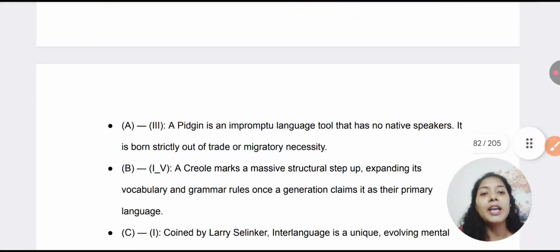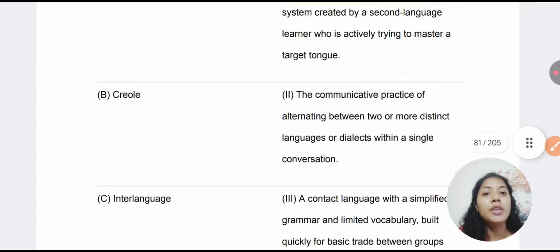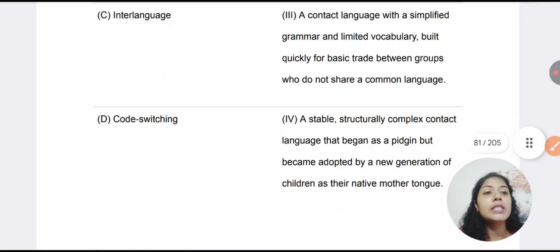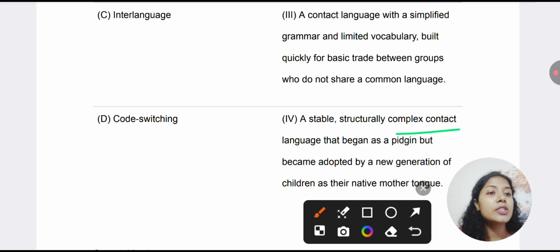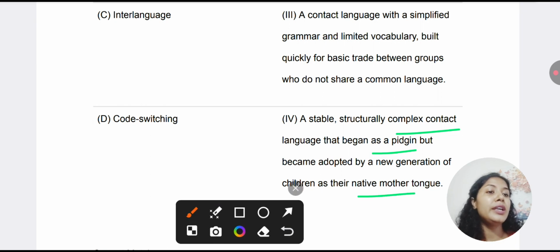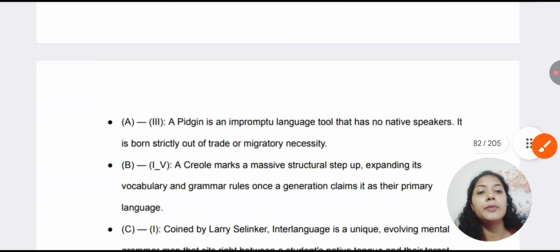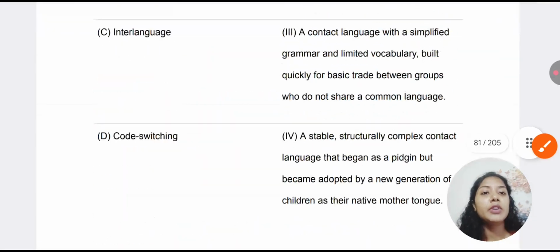Then you can match B with the 4. So for B you have Creole. So Creole is a stable, structurally complex contact language that began as a pidgin but was adopted by a new generation of children as their native mother tongue. So Creole and pidgin you must understand together. Both are interconnected. Then you can match C with first.